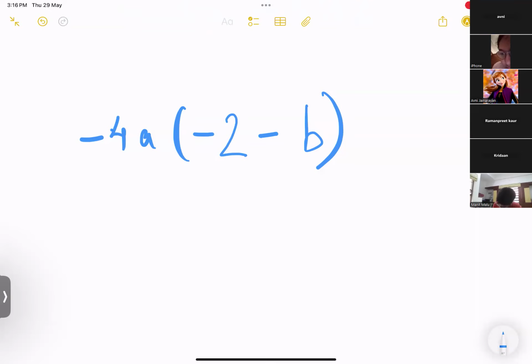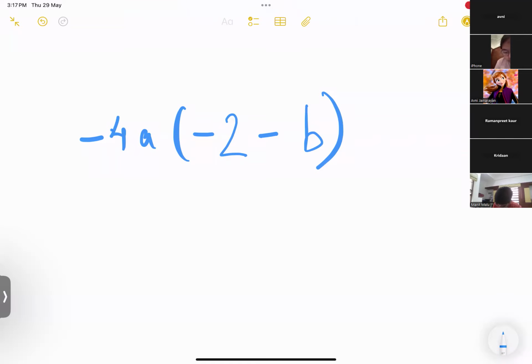Open the bracket. Now minus 4A multiplied by minus 2. Then there is a minus sign. Write the minus sign accordingly. After solving this, then minus 4A, open the bracket, minus 4A times B.